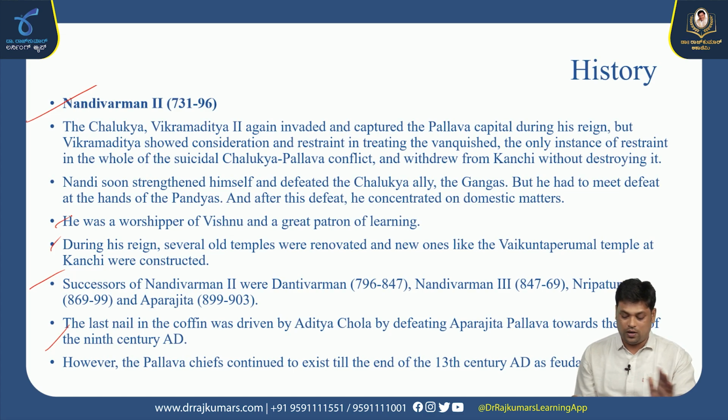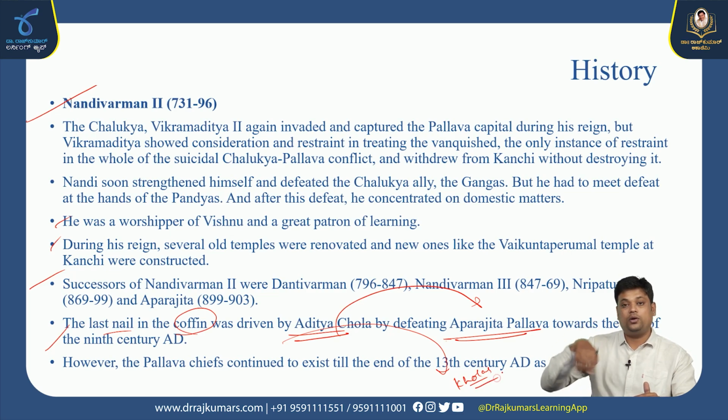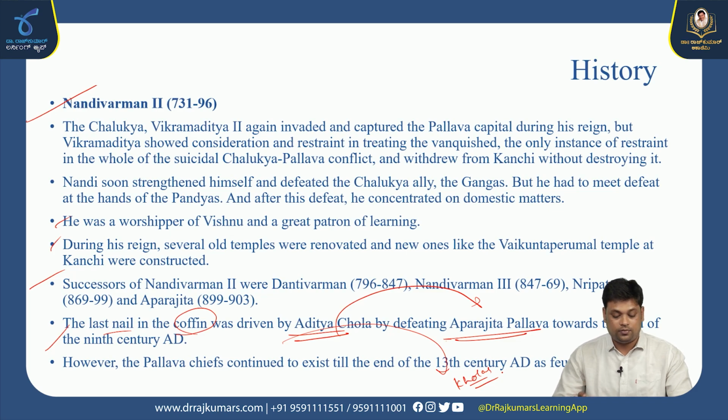Who was the last ruler and what exactly happened? The last nail in the coffin was driven by Aditya Chola by defeating Aparajita Pallava. Then the new era of whom started here? The Cholas started here. Aditya Chola is the one again conquering the southern part of India. That comes in the name of the great Cholas.